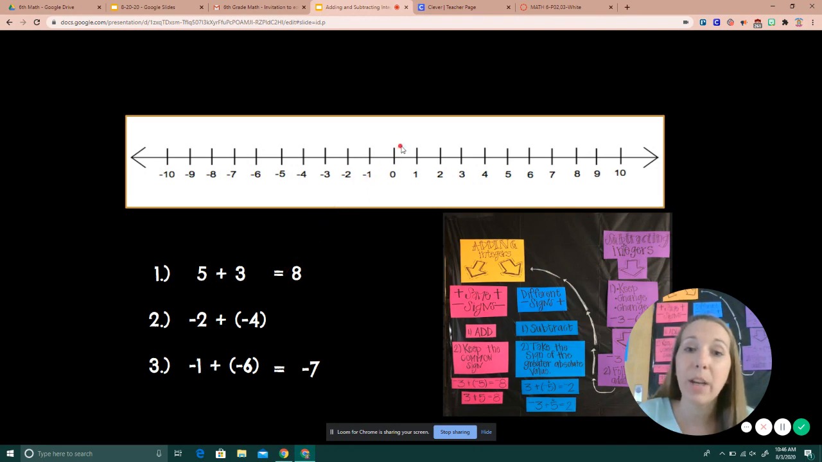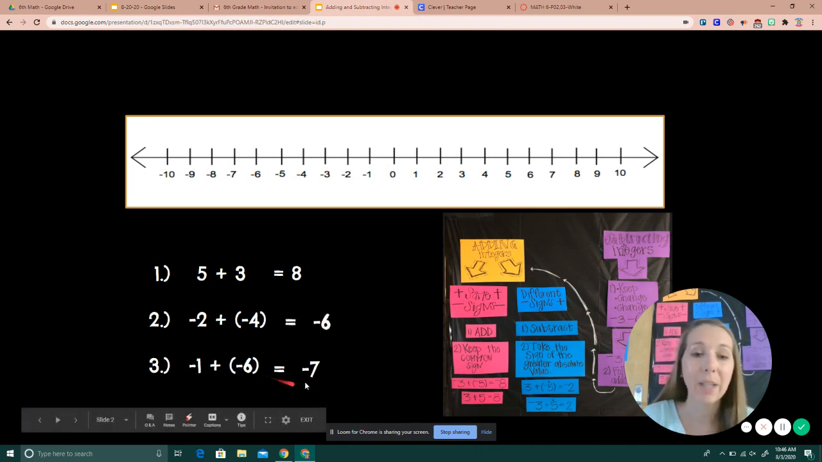On a number line, you would start at 0, go to the left 2, which is -2. Then it says add -4. Even though it says to add, you are still going left because it says -4. So we go 1, 2, 3, 4. That puts us at -6.